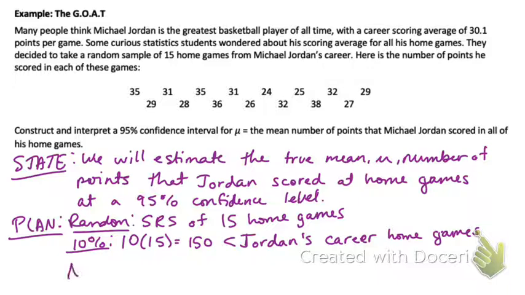All right, normal. Let's go through the list. Does it tell us that his home games are approximately normal? No. Is our sample size bigger than 30? No. Guess what? We get to make a box plot. Here's the good news, you guys. The calculator does it for you.